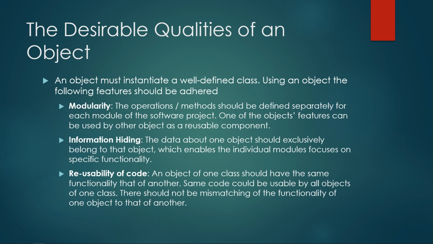And finally, the reusability of code. An object of one class should have the same functionality as that of another. The same code should be usable by all objects of one class. There should not be mismatching of the functionality of one object to that of another. So that's all about the reusability of code.